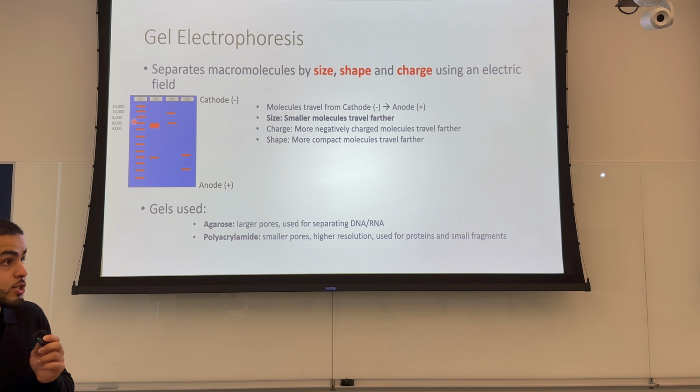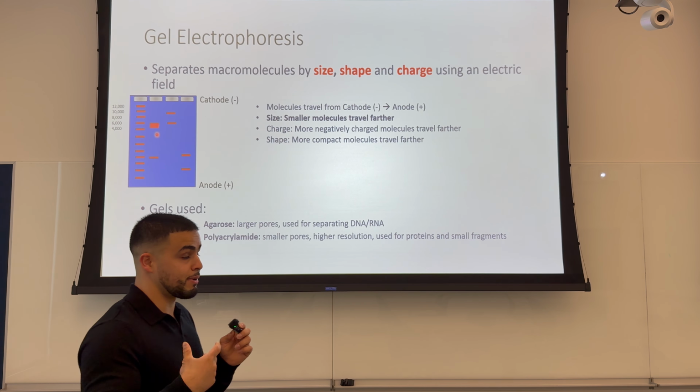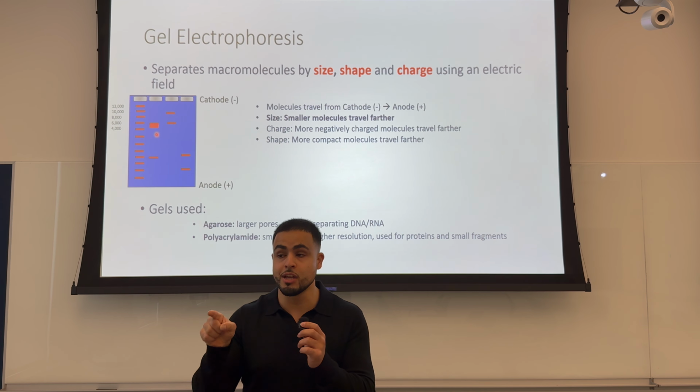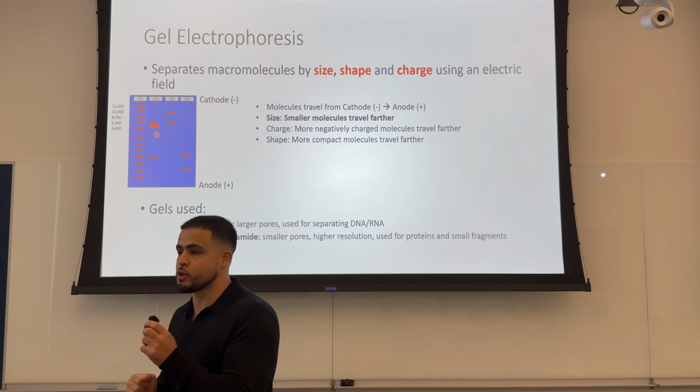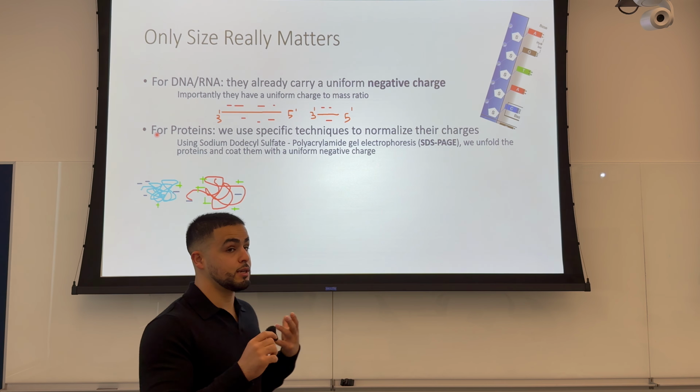Now, when it comes to the thickness of the band, you can see that this band is thicker than the rest. That has nothing to do with the molecular weight. It just tells you the relative abundance. So we probably have more concentration of that specific protein relative to the other ones, and that's why the band is thicker. Okay, now let's talk about why only size really ends up mattering.